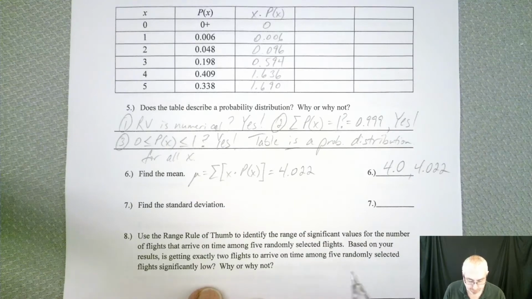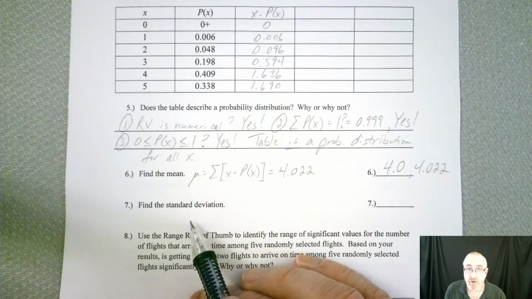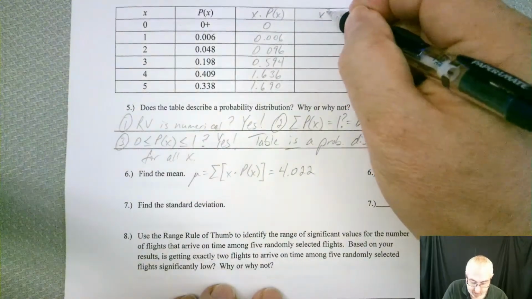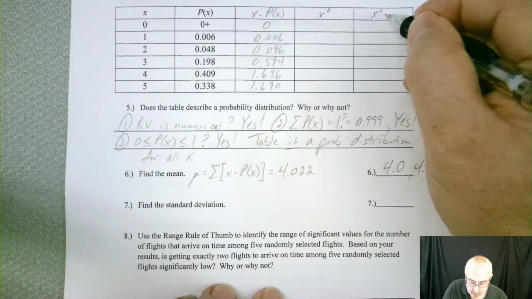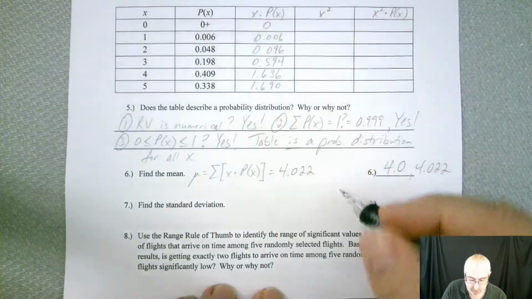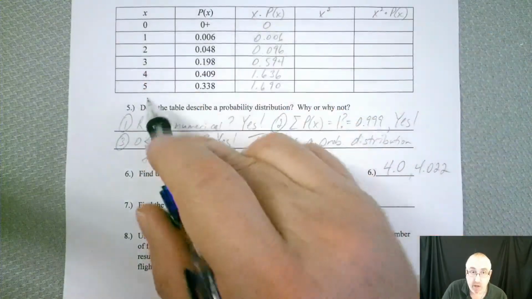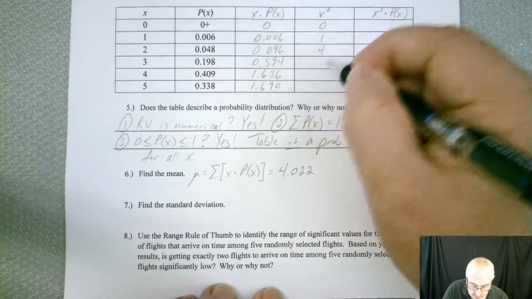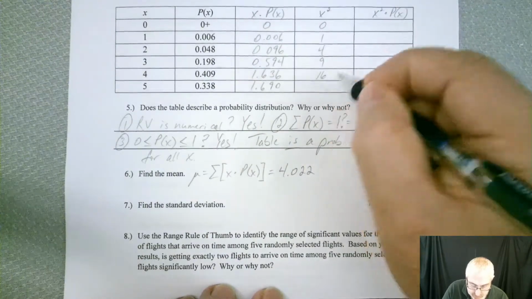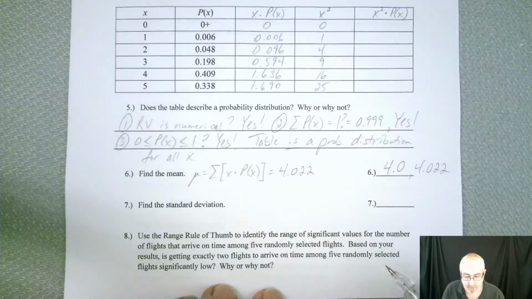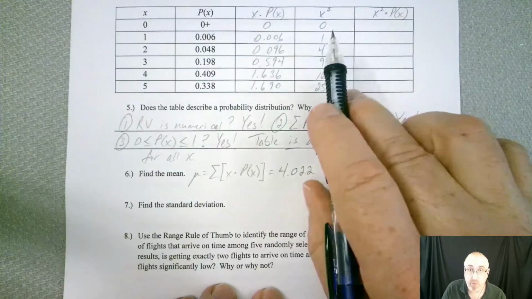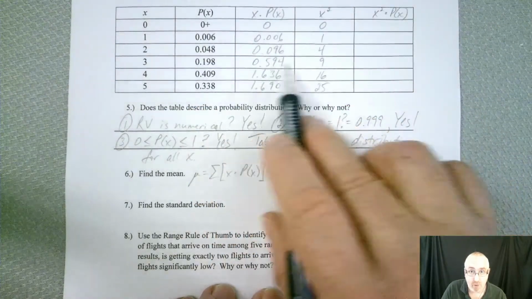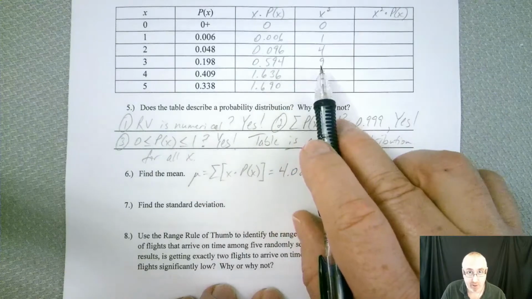All right. So now for standard deviation, we need these next two columns. So we're going to have x squared and x squared times P(x). For x squared, we're just squaring each of our random variables. So 0, 1, 4, 9, 16, and 25. And then we have to be careful to make sure we multiply this column times this column. A lot of people get confused and multiply these two columns together, and that's no good.